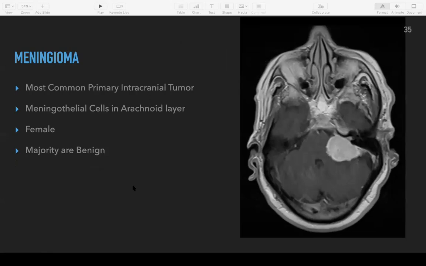So it is the most common primary intracranial tumor. So when we say intracranial, it involves the arachnoid layer, the dura, the brain parenchyma. It involves all the tissue in the compartment inside the intracranial space. Okay, so it originates from meningothelial cell in the arachnoid layer, common in female, and the majority of meningiomas are benign.